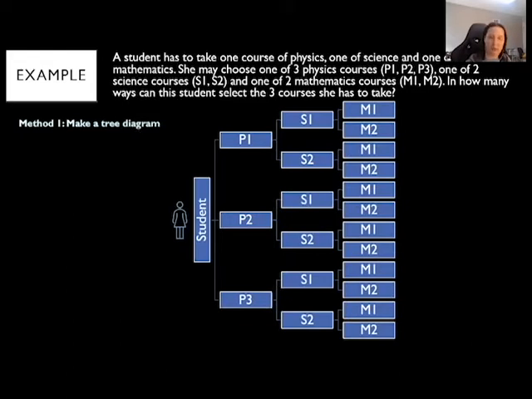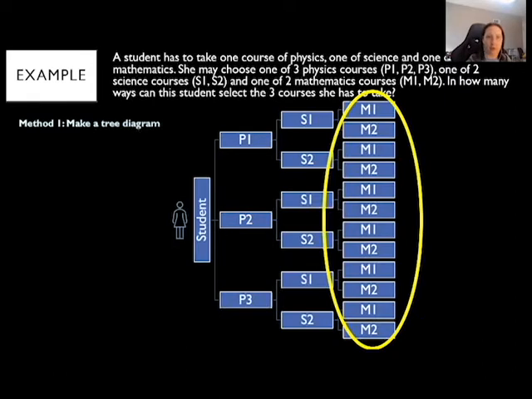And then once you finish filling out your tree, you look at the final branches, the ending points here, and you count how many those are. And that tells you how many different choices or ways that she can select these 3 courses. So if you count all of these up, we get 12. So there are 12 different ways that she can come up with her combination of physics, science, and math courses.